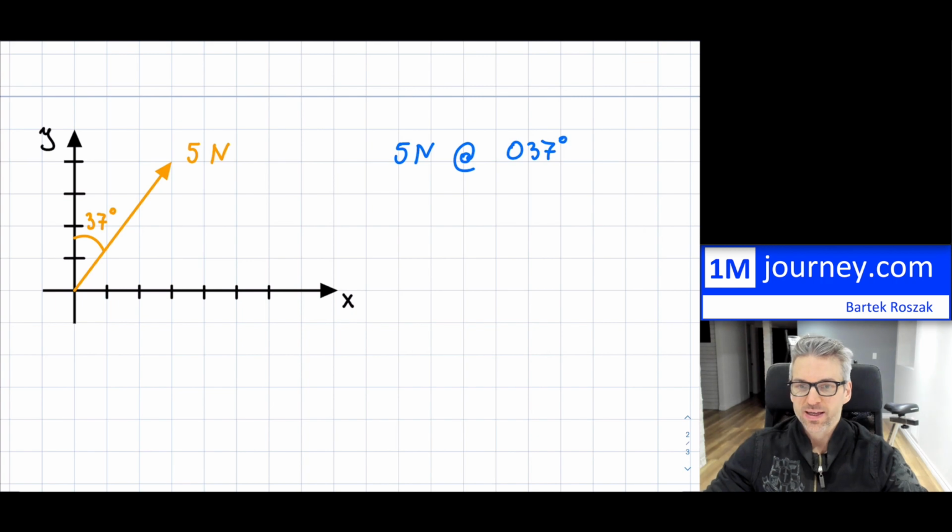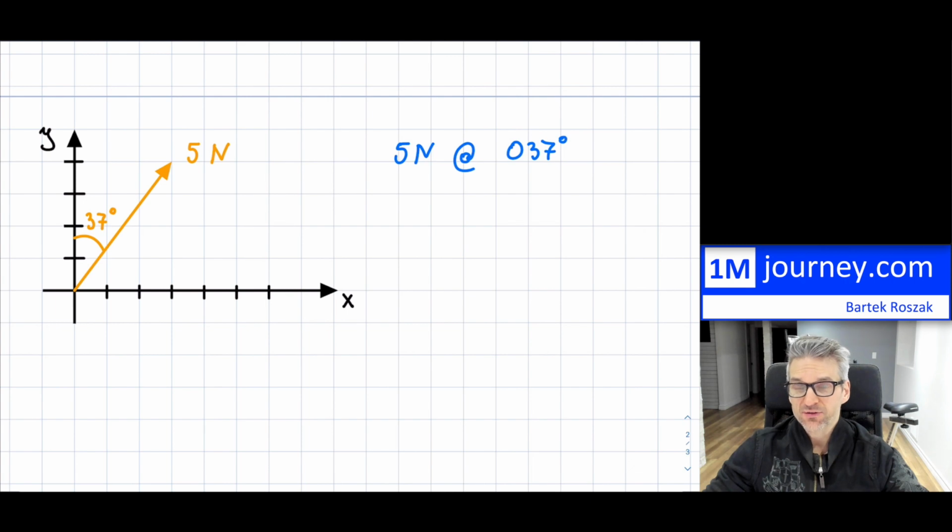Now, I put y and x here. If you were doing this as a geometric vector, you're not really thinking of y and x, although I have used that quite often, but you would think of it as north, east, west, and so on. So this is a geometric representation.